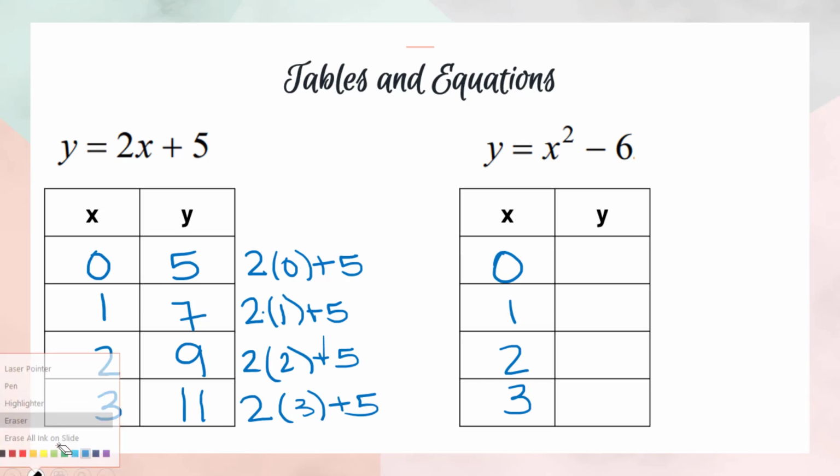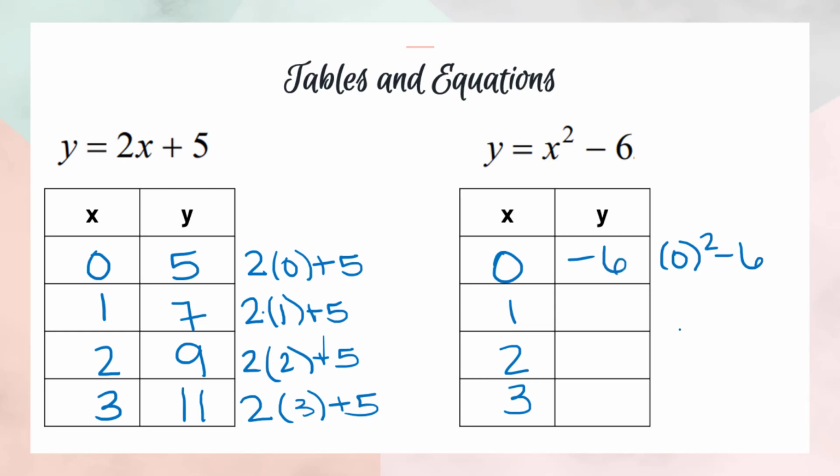We're going to plug in these same numbers, but for a different equation. Here it is, x squared minus 6. If I plug in a 0, I've got 0 squared minus 6. 0 squared is just 0, so that should just be negative 6. Next, I'll plug in a 1. 1 squared minus 6.